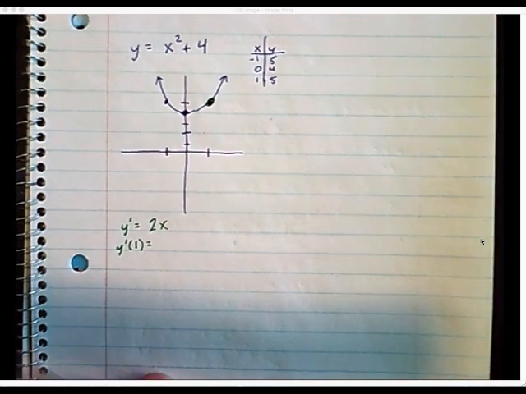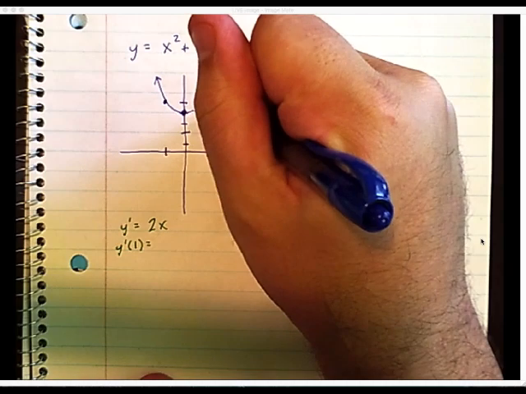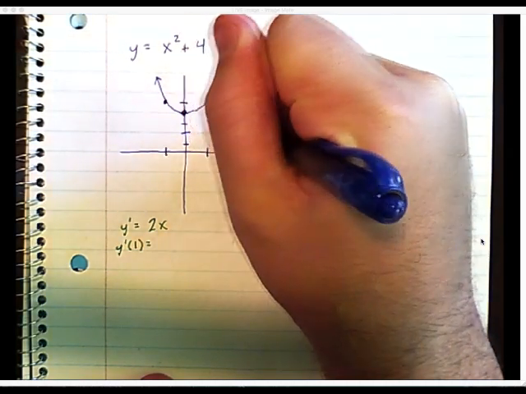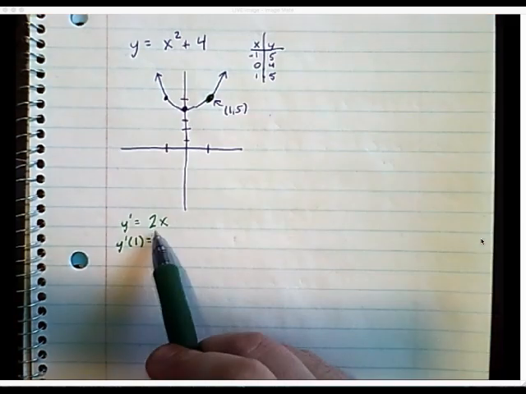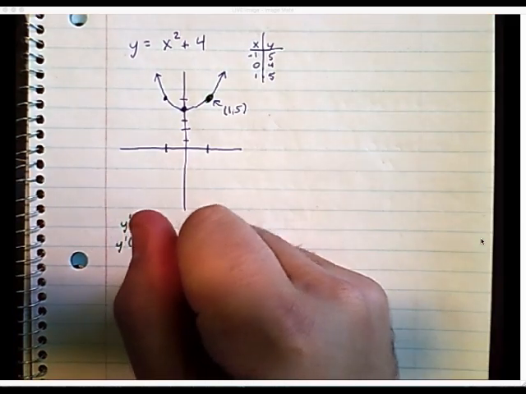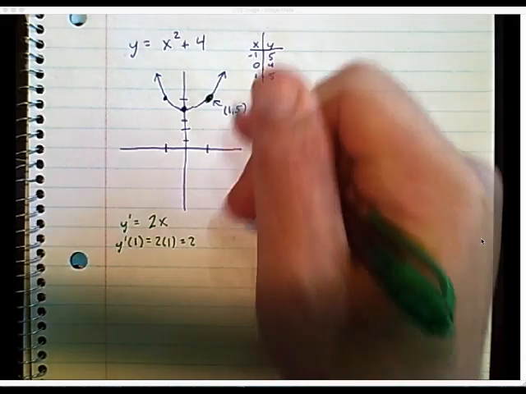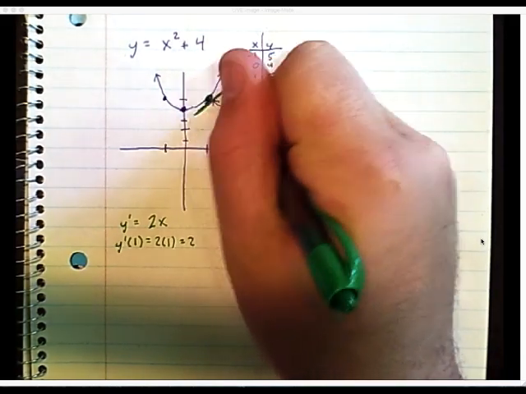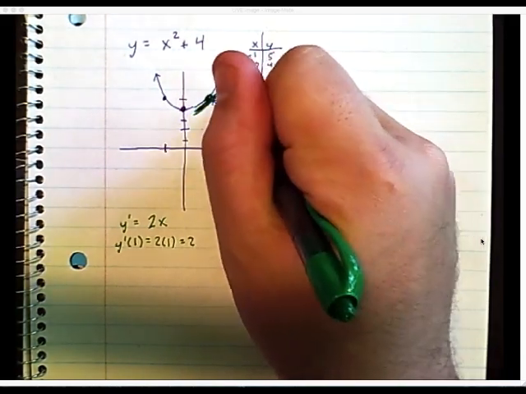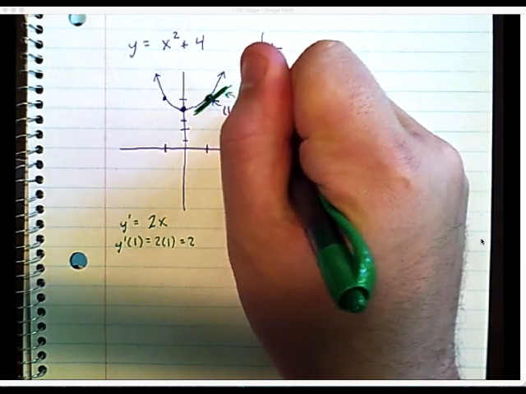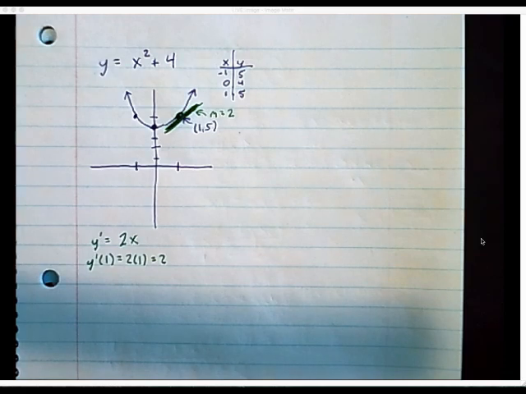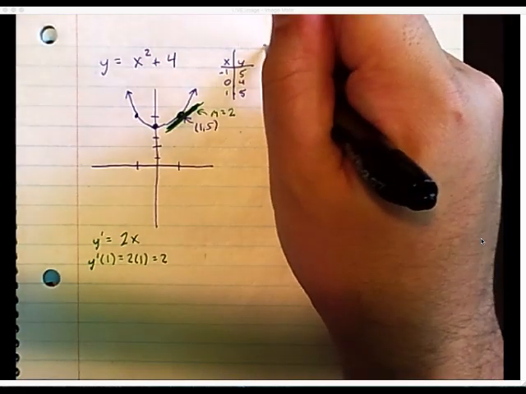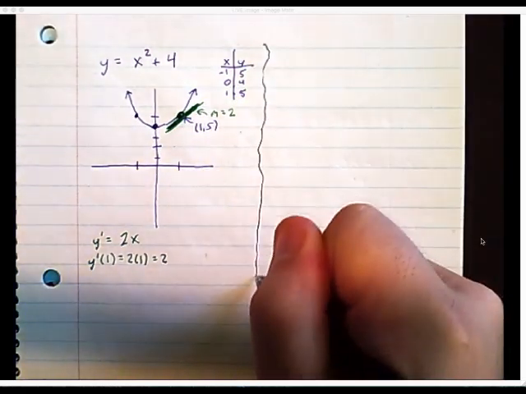Or if we think about it at the point, this is the point 1, 5 on the graph. So if I plug in 1 here, 2 times 1 is 2. So when I draw in this tangent line, the tangent line is going to have a slope of 2. So hopefully none of that is that hard yet.